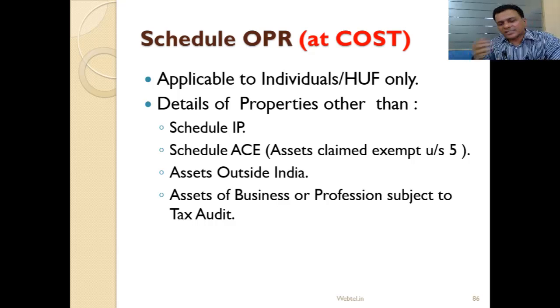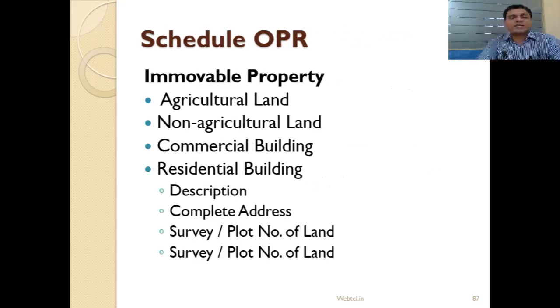Thirdly, the department needs to get more information regarding taxability, and probably you think that these properties are not taxable. The department needs to see itself whether these are taxable or not. So it needs additional information about these properties. Not only properties, but also immovable property like agricultural land, not agricultural land, commercial building, residential building. You have to give the description, complete address, survey plot number of land, etc.